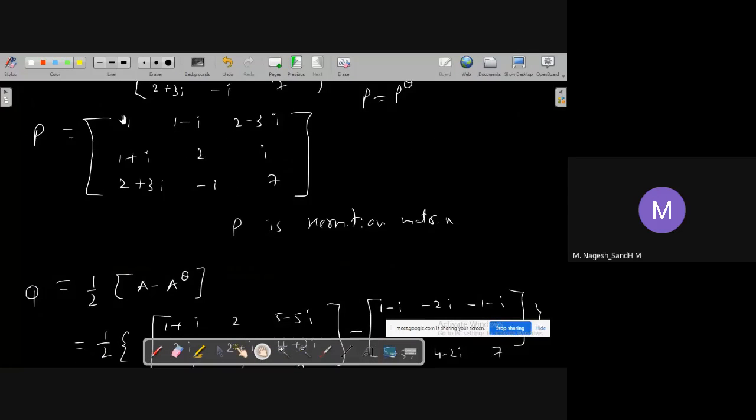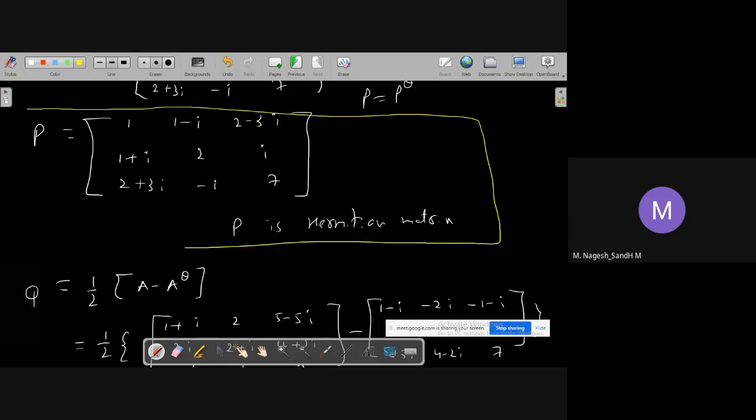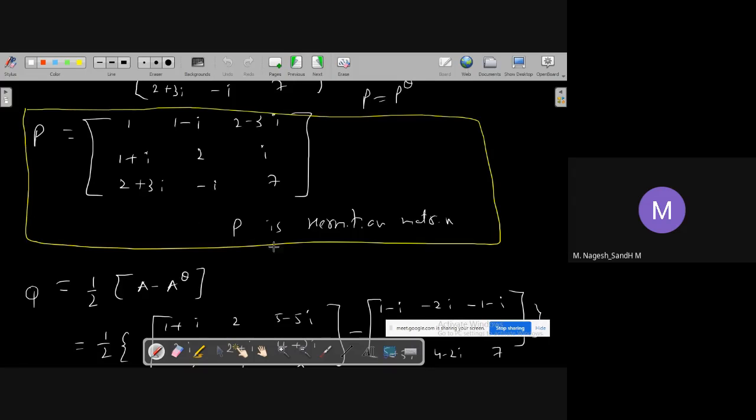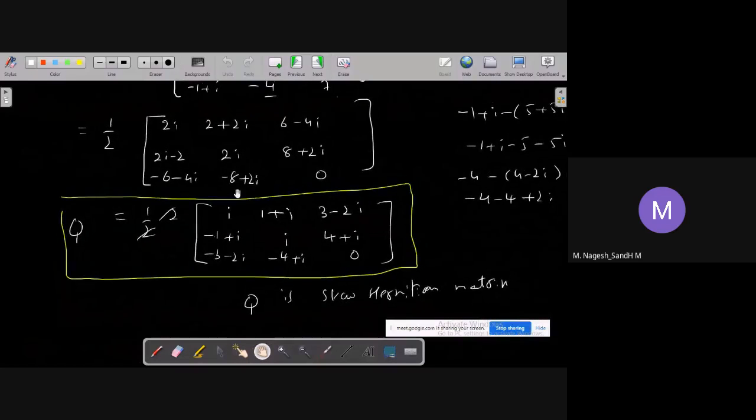Next, you got here P matrix from the given matrix. So therefore, A is equal to how we can write? A is equal to P plus Q. So what is the A given matrix? Listen here, you can stop here only. You got P matrix, P is a Hermitian. Next, you got Q matrix, Q is a skew Hermitian matrix. You can stop here, solution completed.